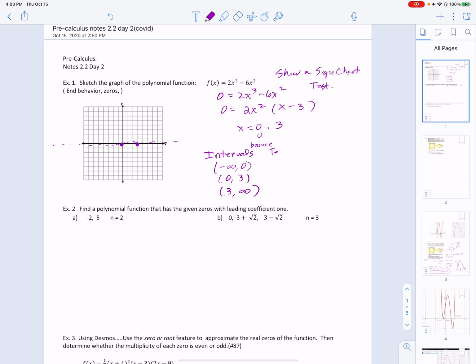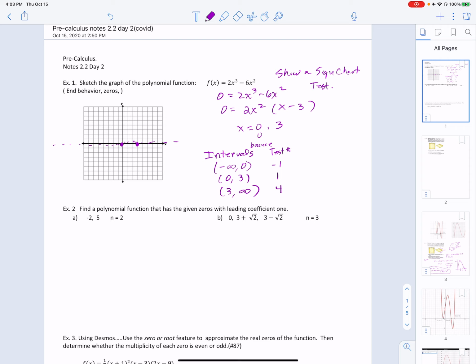And then you need a test number in each of those. And so for negative infinity to 0, I'd say as close to 0 as I can, I'd use a -1. For 0 to 3, I would just use a +1. But you can pick any number between 0 and 3. You just can't use 0 or 3. And from 3 to infinity, I'm just going to use 4 because I want to keep it smaller if I can.